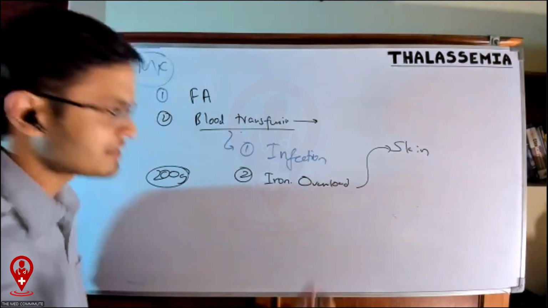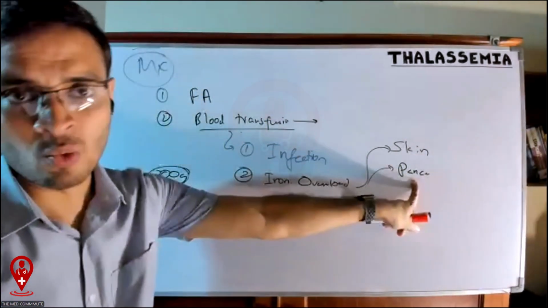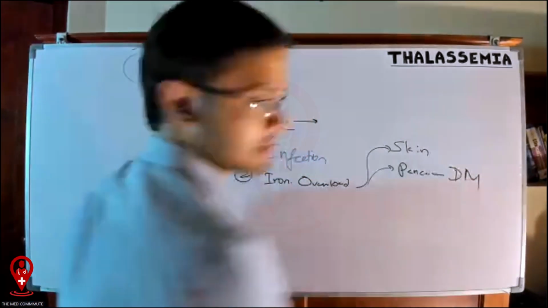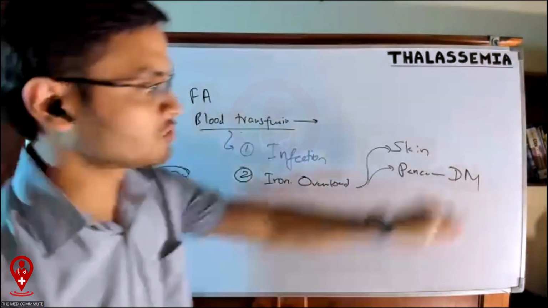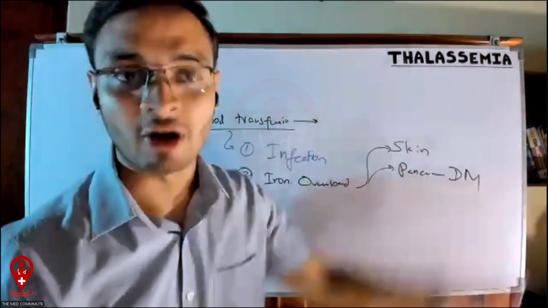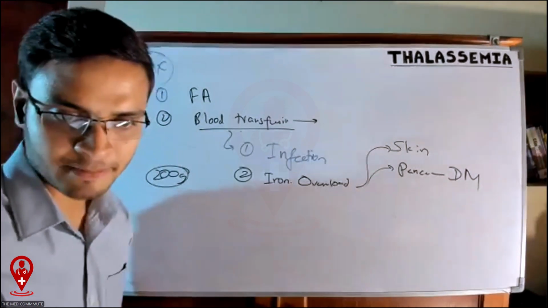Then, just like that, it can go to the pancreas. If it goes to the pancreas, what is going to happen? Pancreatic function drops. It can result in diabetes. So the skin is bronze and diabetes with pancreas involvement. We call it bronze diabetes. So we can see these in these patients.